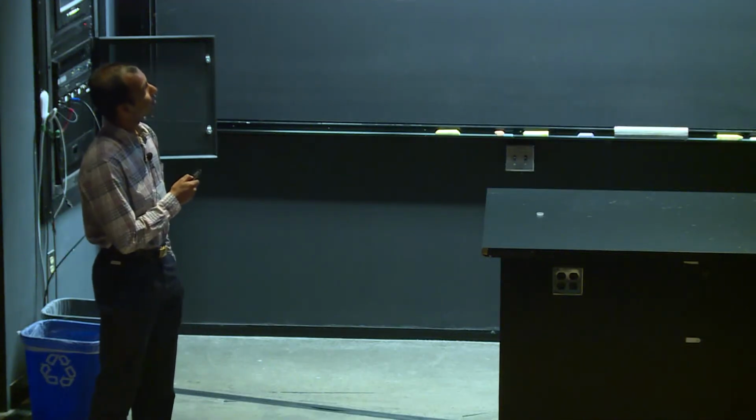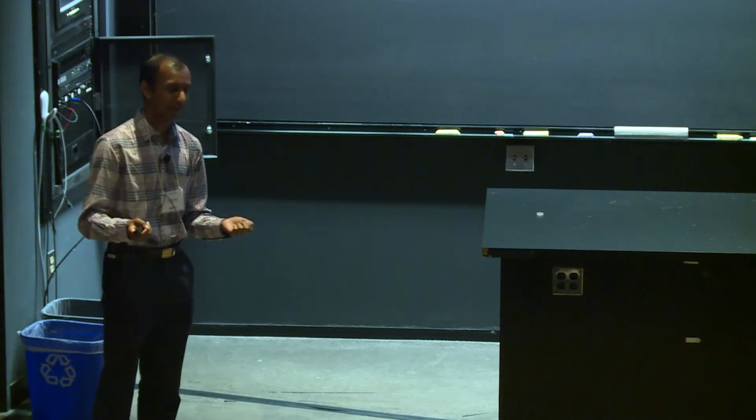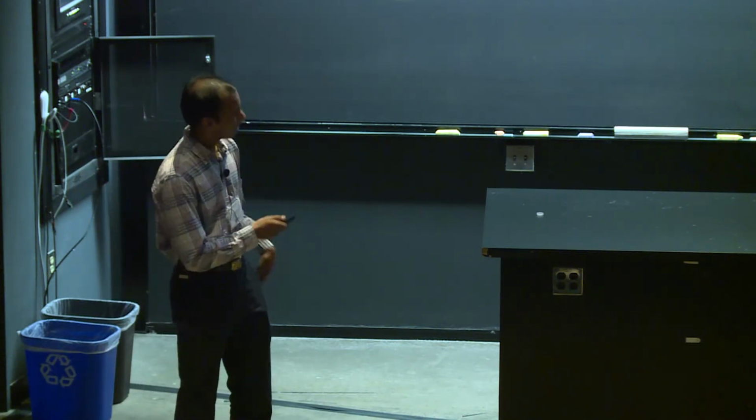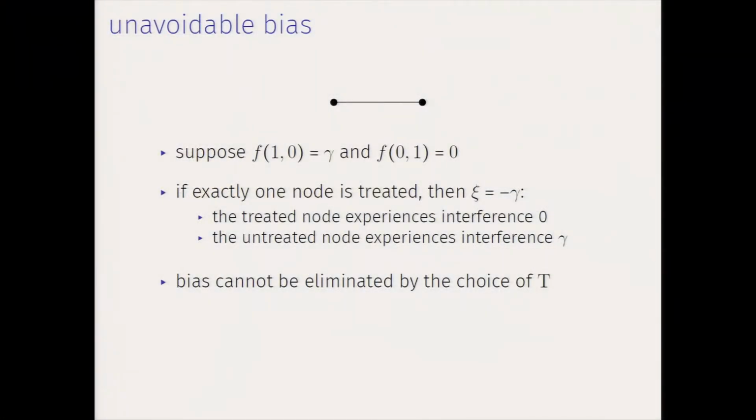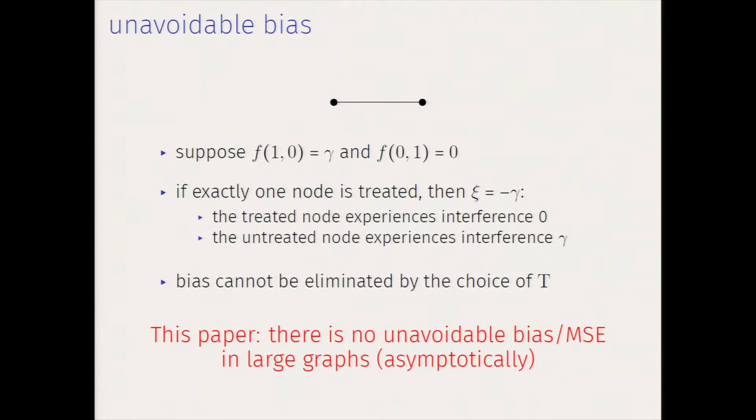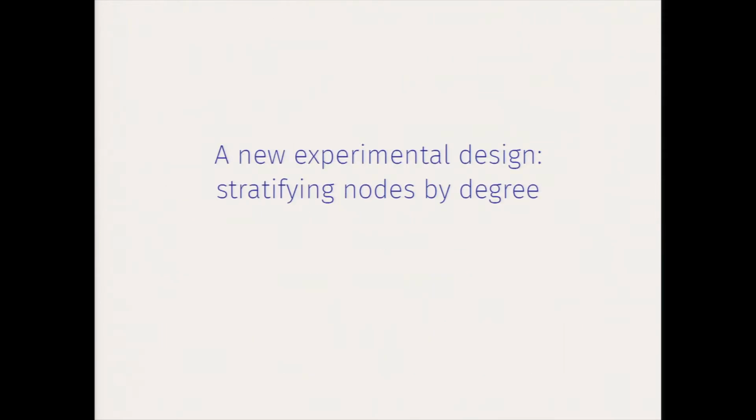And why is that? Well, the treated node will not have any treated neighbors, and so it won't experience any interference, while the untreated node will have a treated neighbor, and therefore will experience interference gamma. So that means overall, the amount of interference that we see is minus gamma. It's the difference between the treated node's interference and the untreated node's interference. And so in particular, bias cannot be eliminated by choosing the treatment design. So the point of the paper, the remainder of the paper, is that we show that asymptotically, there's no bias of this form. It's not going to be true in small graphs, but in large graphs, we can approximately eliminate bias. And the design that we use is a stratified design, where we stratify nodes by degree.